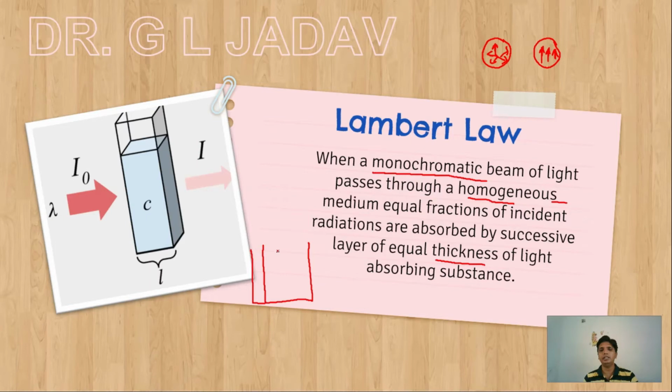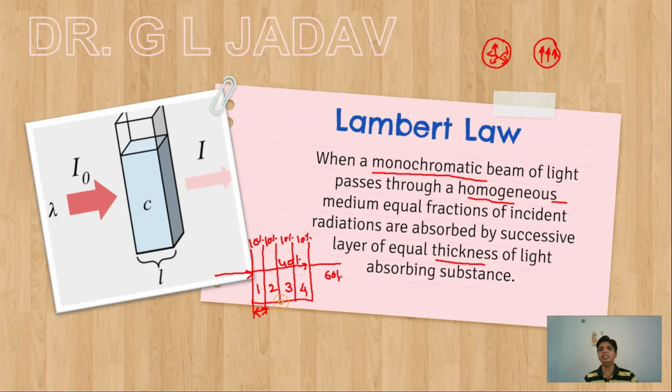That if I divide the medium into equal fractions, for example 1, 2, 3 and 4, the incident light will be absorbed in equal proportion. For example, if 10% light is absorbed in fraction 1, an equal 10% will be absorbed in each fraction. So overall absorption will be 40% and the remaining 60% is transmitted. So what Lambert discussed was the absorbance of light based on the thickness.